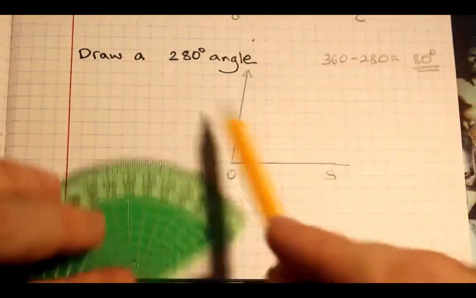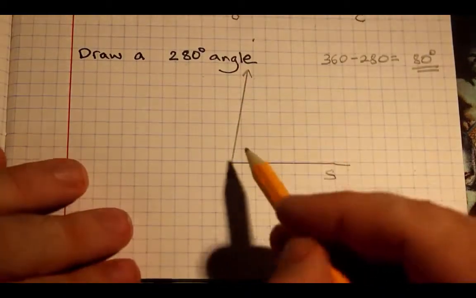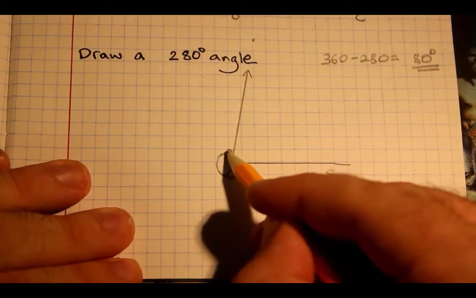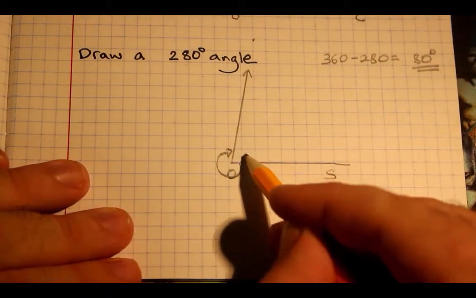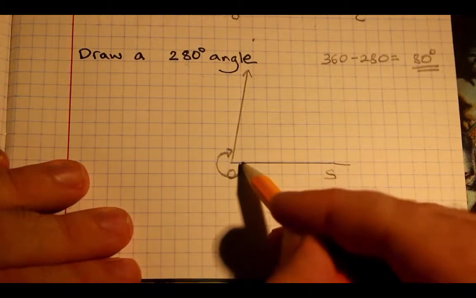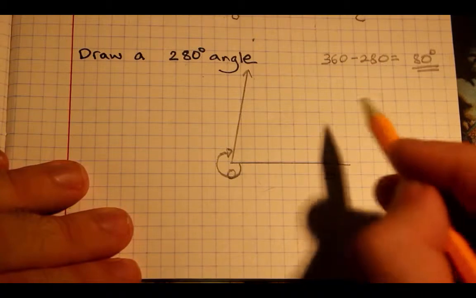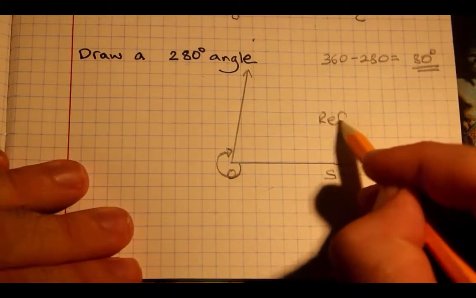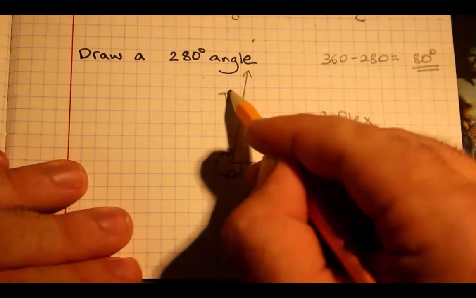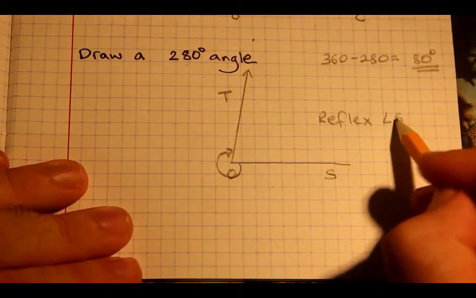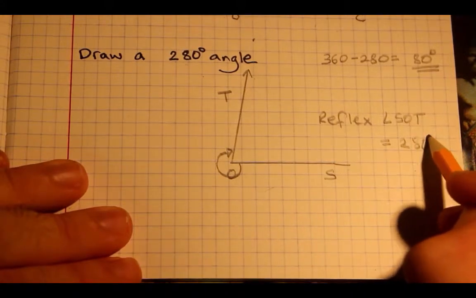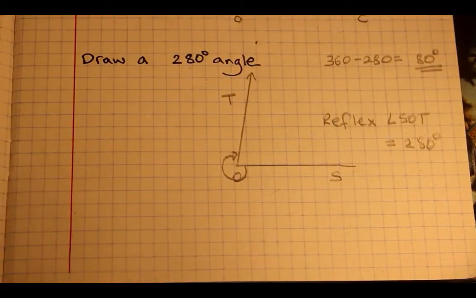Now, because I want to show the reflex, the 280 degrees, I'm going to draw an arrow going around the outside of the angle. So this angle here might be 80, but this here is what's left over from a full revolution of 360, which means that this angle here is a reflex. So reflex, and I might give it a third letter, SO, let's call it T. This is reflex angle SOT, and that equals 280 degrees.